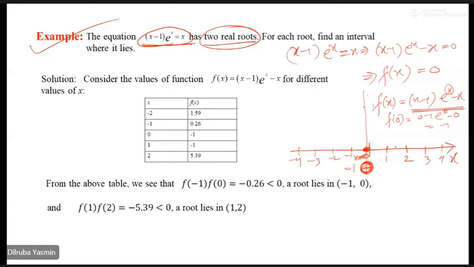Now you have to find some functional value that gives you a positive value. That means that function could exist above the x-axis. So you have to consider an x value. Suppose you consider x equal to minus 1. If you consider x equal to minus 1, what do you get? You will get f of minus 1, which is equal to minus 1 e to the power minus 1 minus of minus 1. So you will get 0.2.